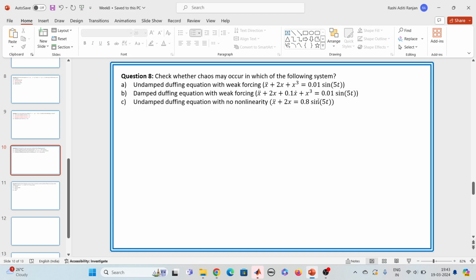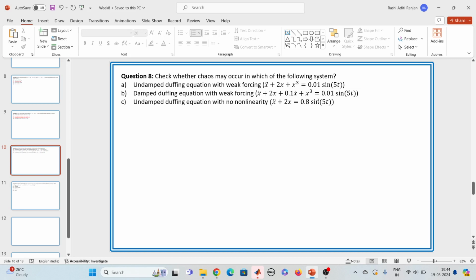However, if you see intuitively that these systems have the stiffness parameter as positive, then the coefficient of x cube is also positive, and the forcing is very weak. If you remember, we studied weak forcing and strong forcing. Remember, weak non-linear or strong non-linear.